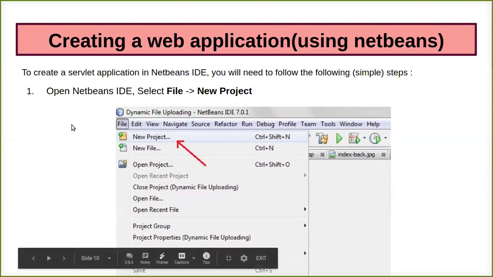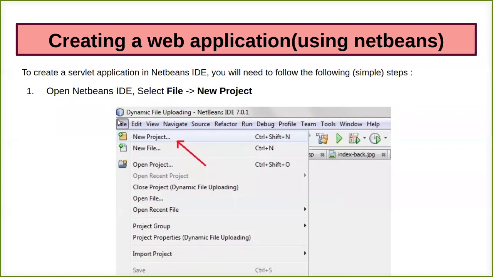Now the very first step which we are going to do is open the NetBeans IDE, and the very first thing you are going to see is the File option in your IDE. When you click on File, you have an option called New Project. Just click on this New Project.